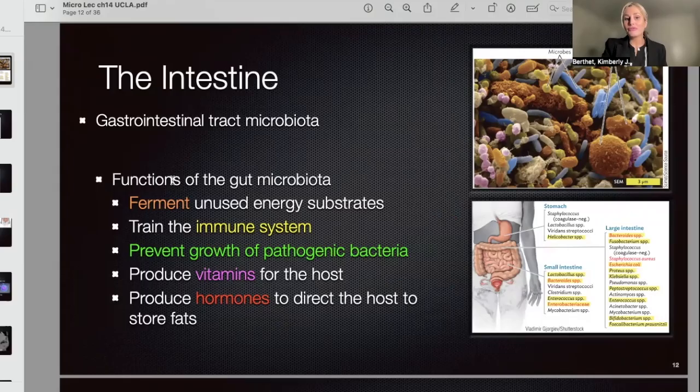Some of them are fermenting some of the foods that we can't ferment ourselves. As we consume food, not all of it will be fermented by our body. It will move into our intestines, and within the GI tract, these microorganisms will pick up that food, break it down, and make more energy for us.